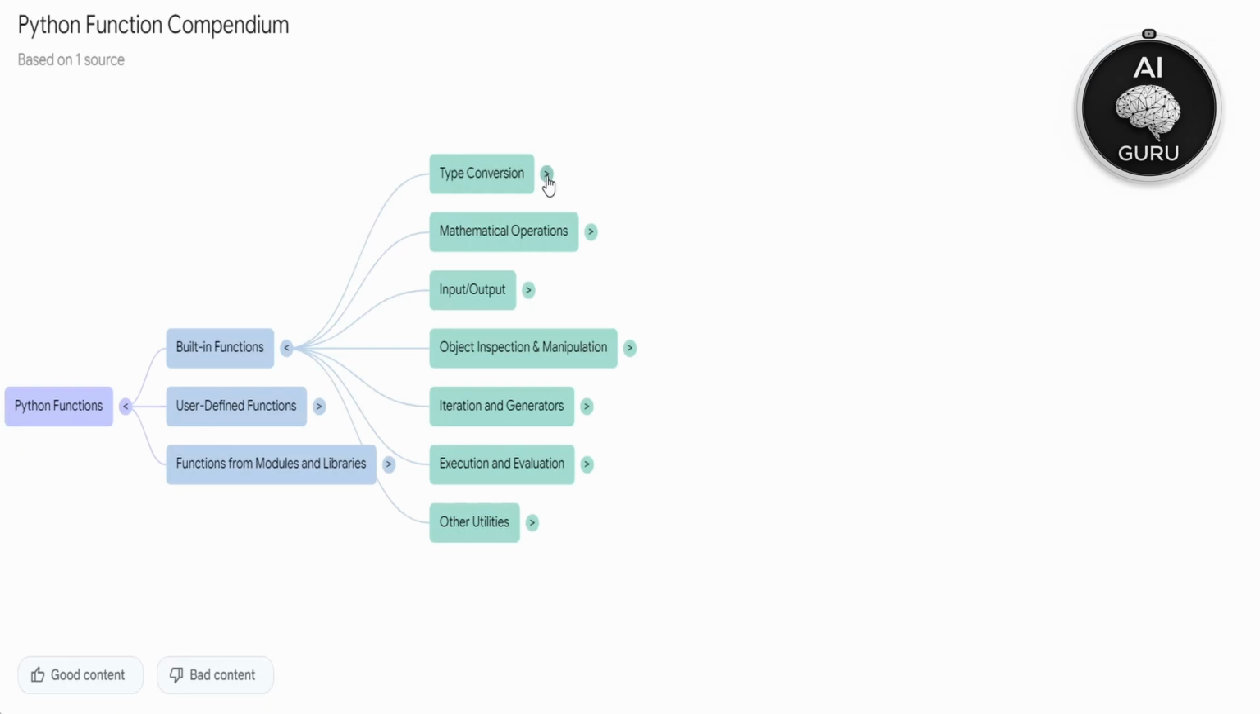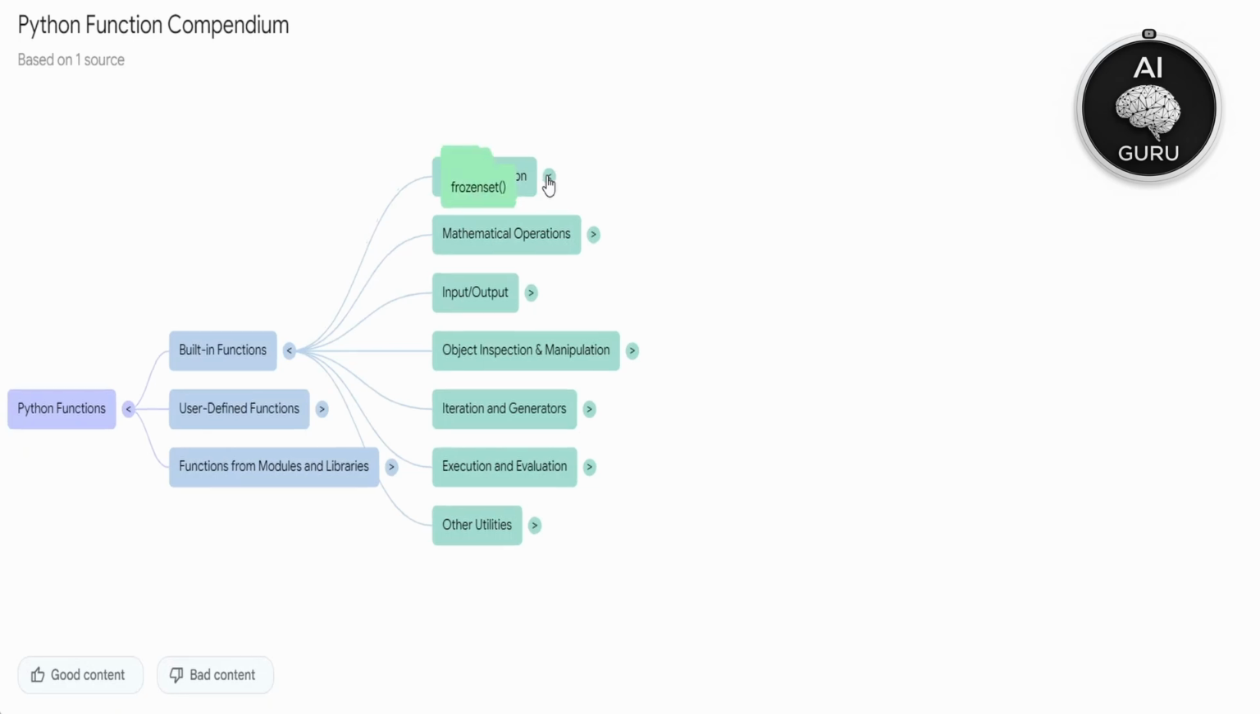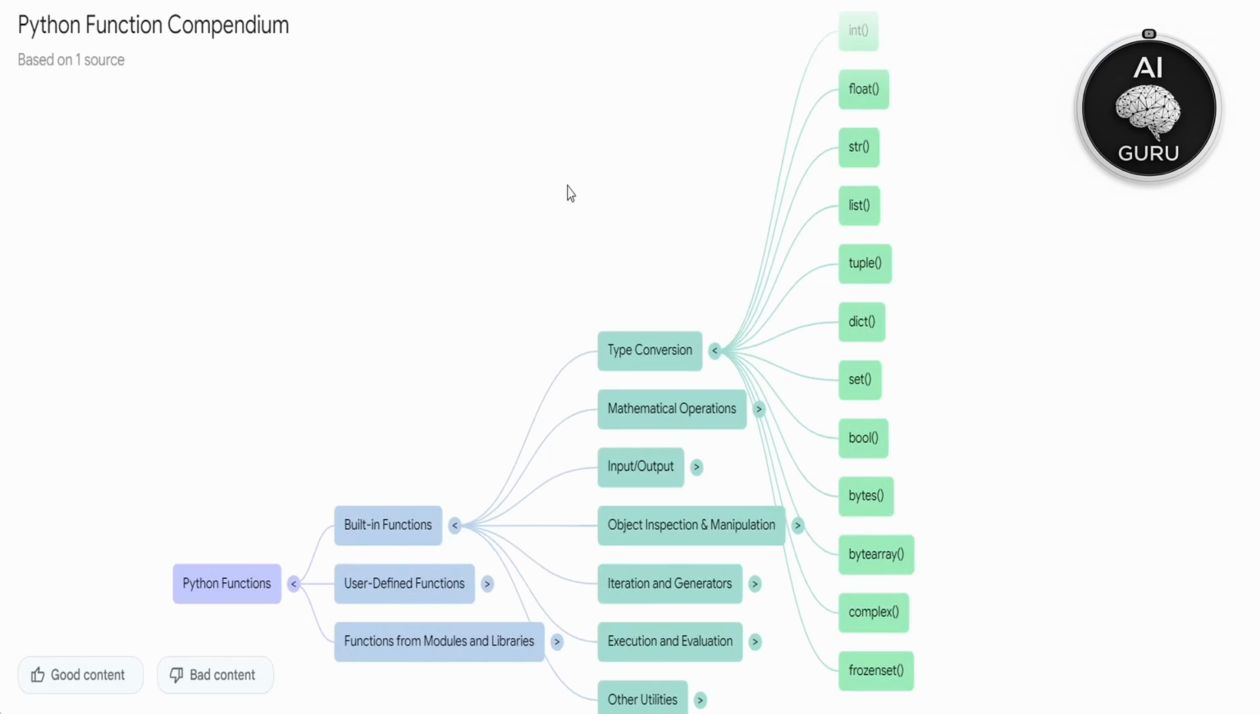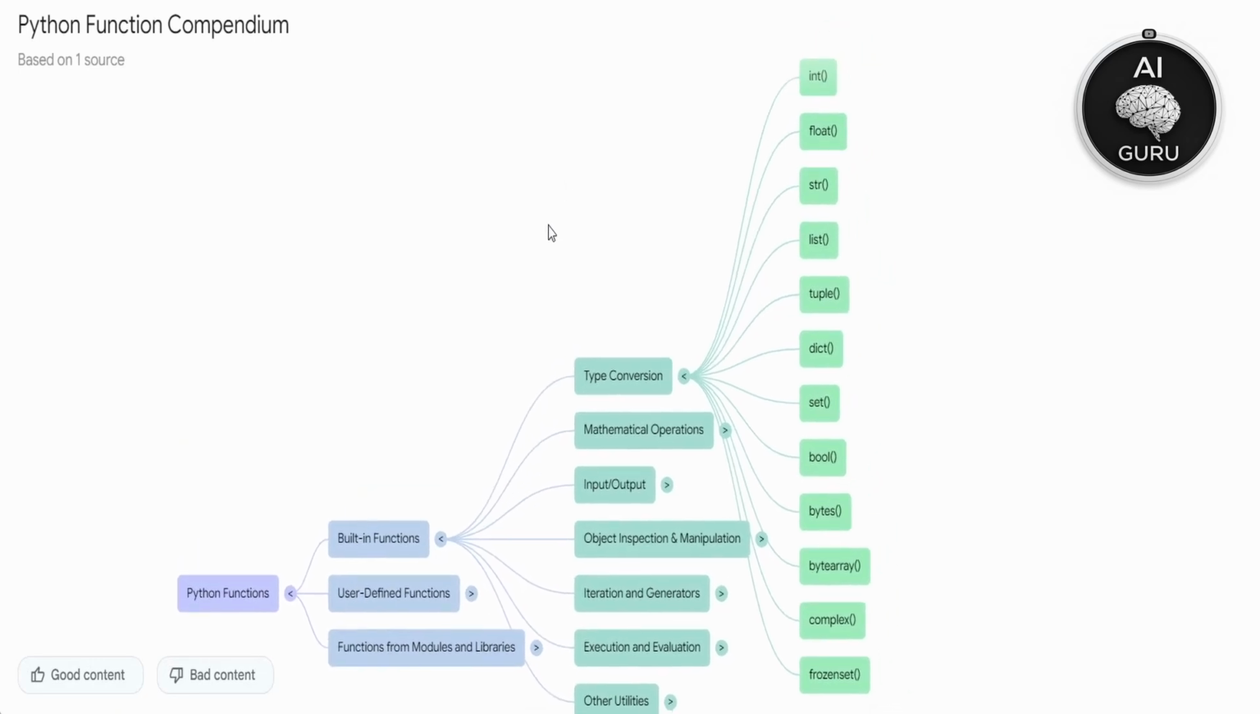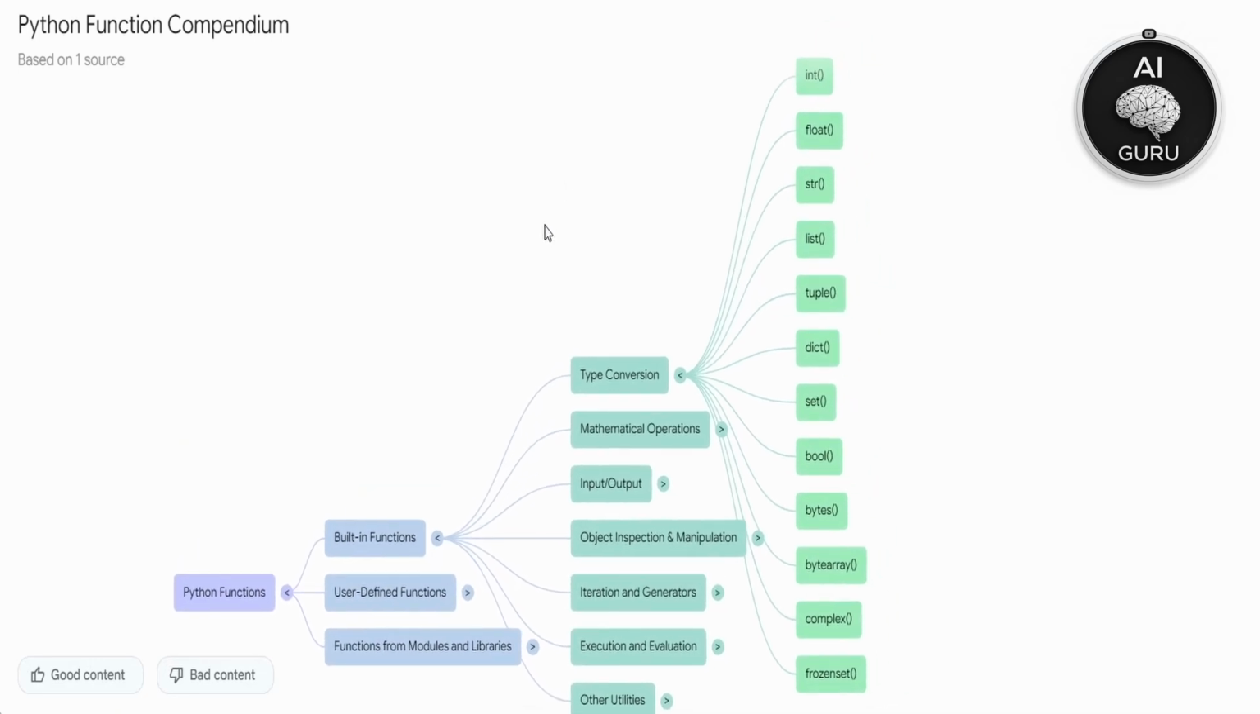Like type conversion. This is huge in Python because it's dynamically typed. You don't always declare types. But man, sometimes you really need your data in the right format. Right. So you've got int, float, str, list, bool. They're crucial for coercing data. Like user input, right? It always comes in as a string. If you want to do math with it, you absolutely need int or float. It's fundamental for data integrity. You can't add numbers if one's still text.